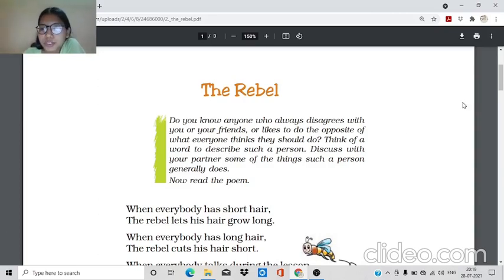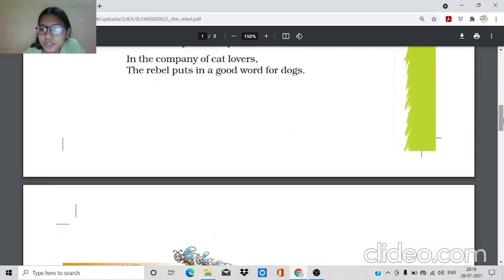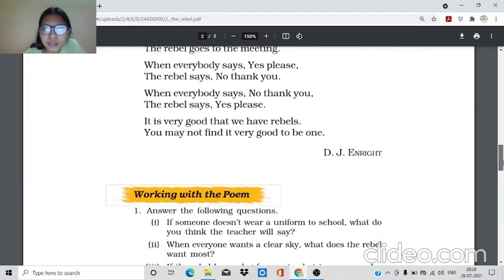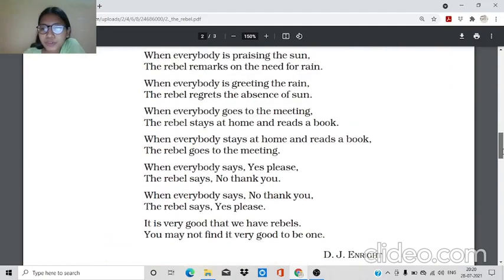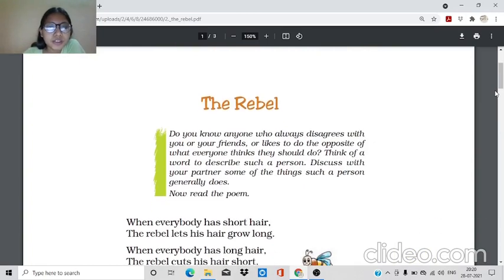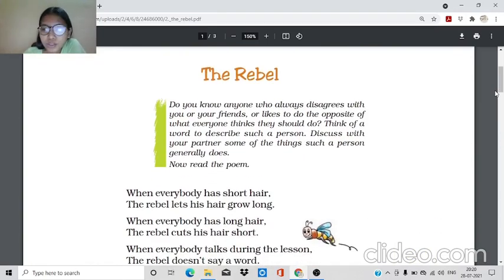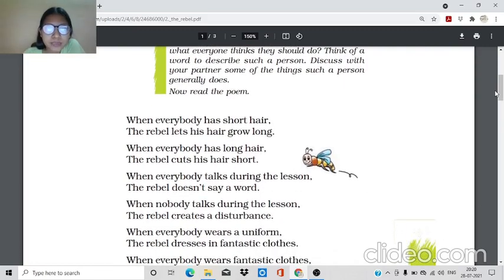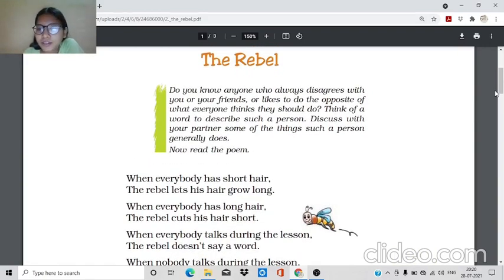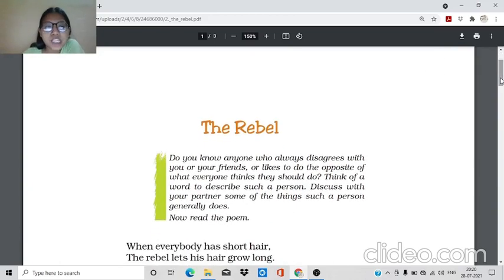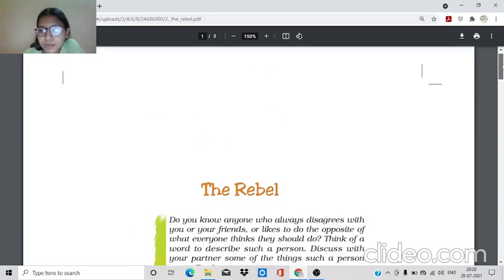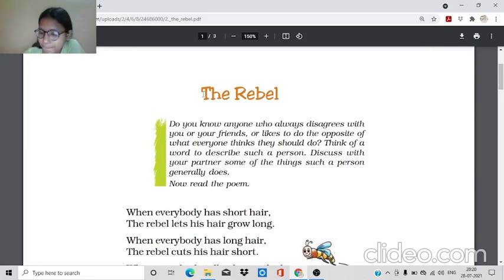So what I will do is first we will start reading. Just read through the poem, from the starting point to its ending point. We'll read the poem, and then after reading, we'll move through each of the lines in this poem and I'll try to explain as far as I can so that we can understand what this poem wants us to convey. Okay, so let's start. Okay, The Rebel.